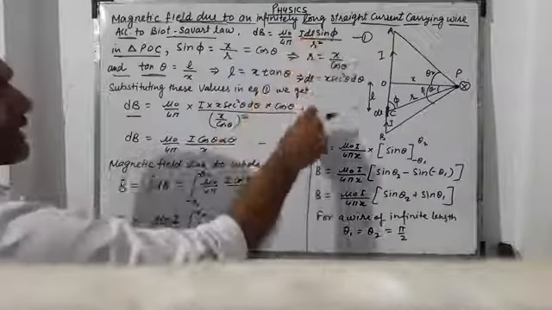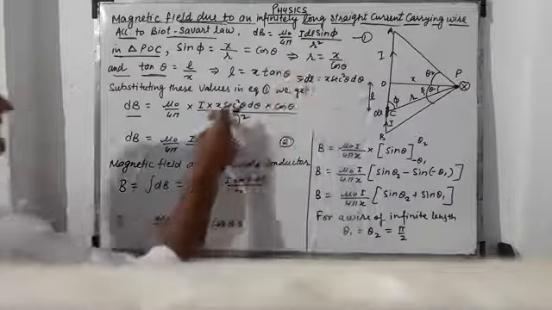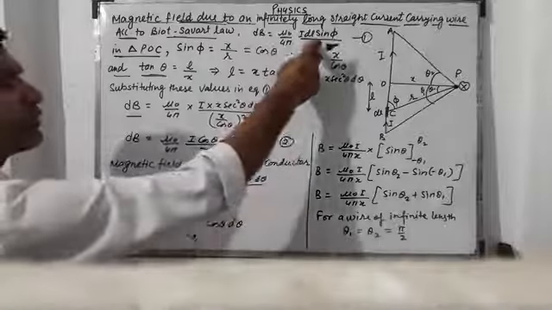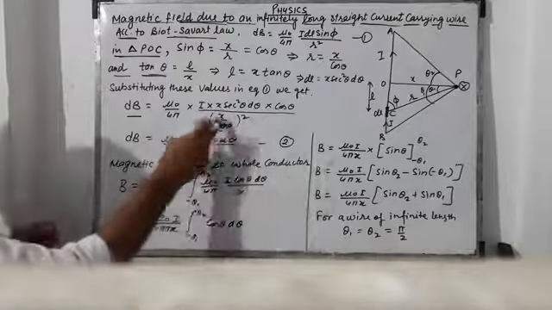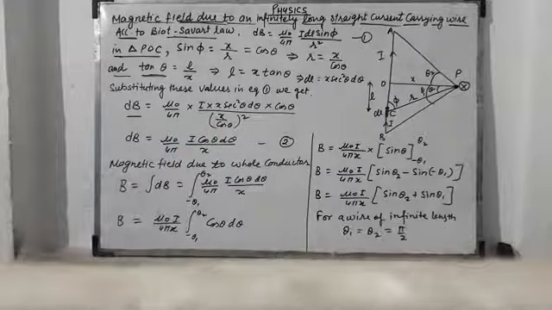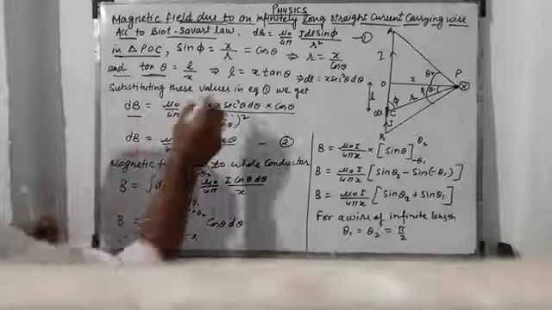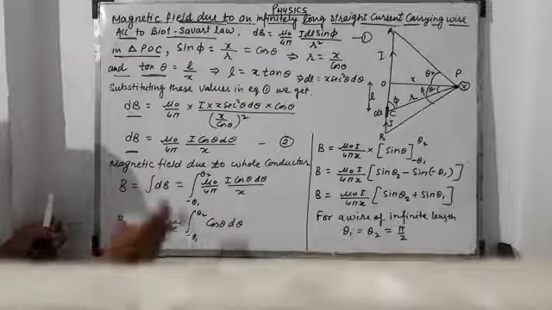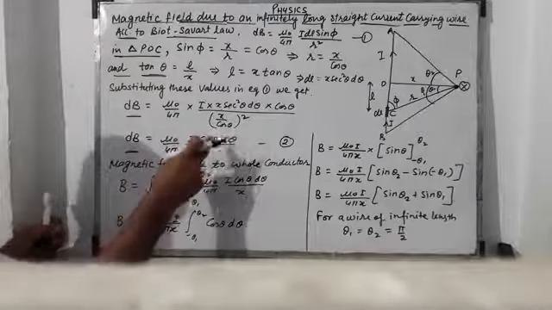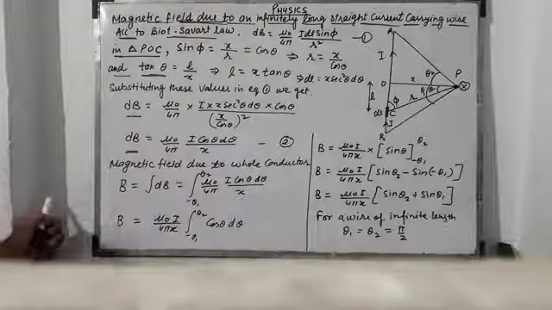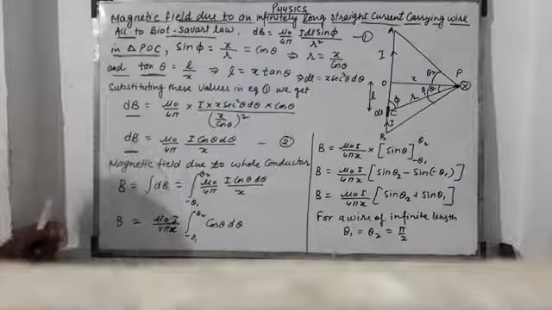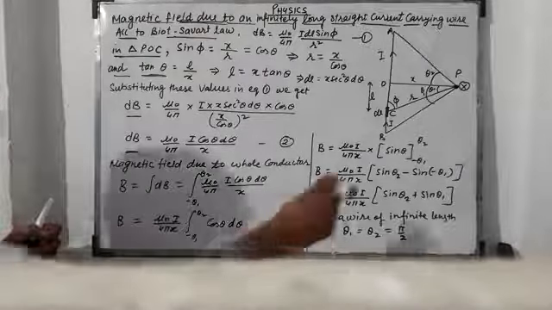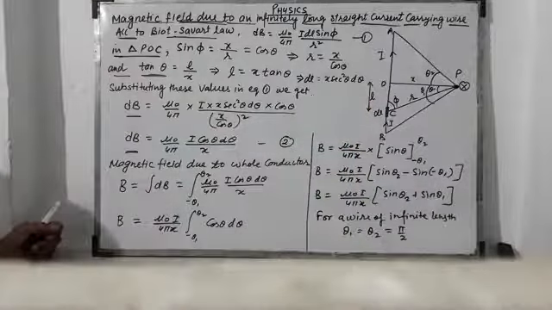Upon r square, but the value of r is x upon cos theta, so x upon cos theta whole square. After solving this, we get dB is equal to mu naught upon 4 pi I cos theta d theta upon x. This is equation number 2, the magnetic field due to a small current element.